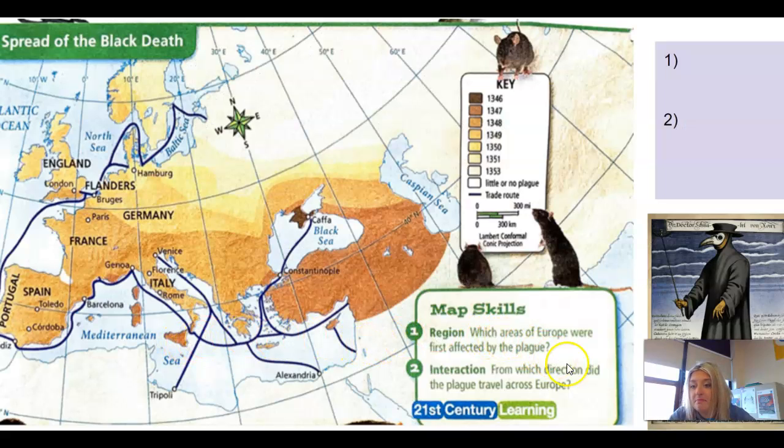Then we're going to practice some map skills really quick. So we have another map that's showing us the spread of the Black Death. We have our key, and we have our lovely rats helping us guide the questions. We're going to look at questions 1 and 2: which areas of Europe were first affected by the plague, and from which direction did the plague travel across Europe? So you can go ahead and pause the video and answer questions 1 and 2 in the box. Use the key.